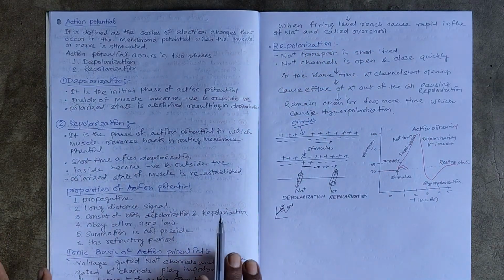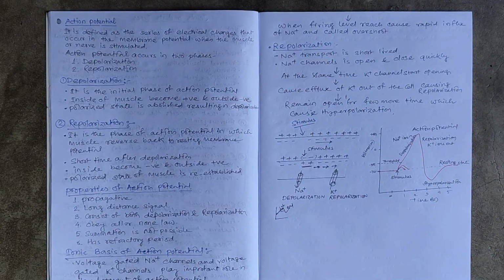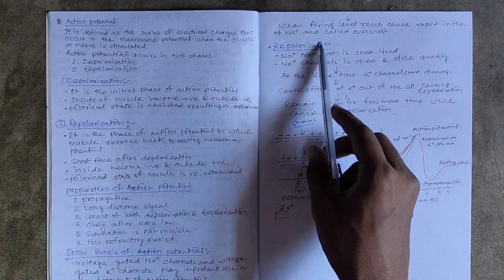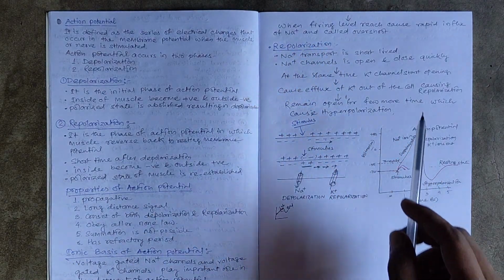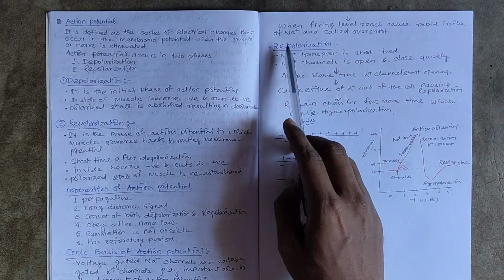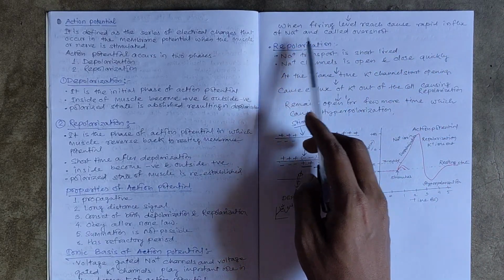Now, what is depolarization? During the onset of depolarization, voltage gated sodium channels open and there is a slow influx of sodium. When depolarization reaches -7 to -10 millivolt, the voltage gated sodium channel opens at a much faster rate. Then more sodium channel activation occurs. Then when the firing level is reached, the rapid influx of sodium happens and it is known as overshoot.